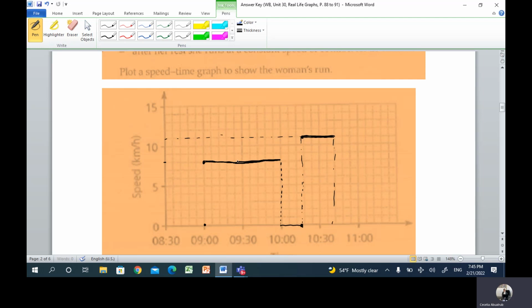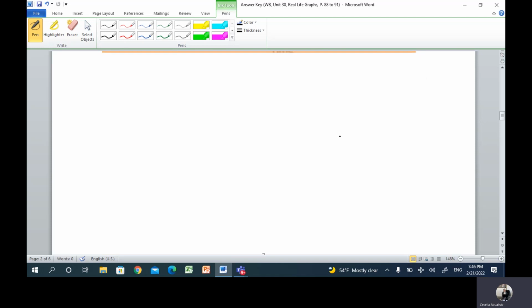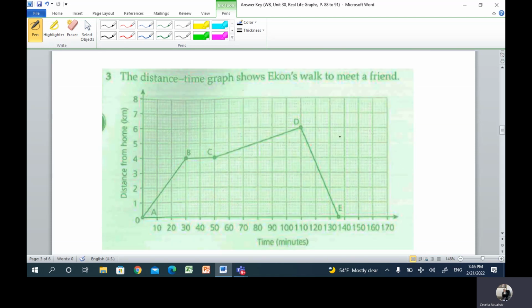So this is the graph and the description for it. She starts at 9. She runs at a constant speed of 8 kilometers per hour for 1 hour, and then she rests here for 15 minutes, and then she runs at a speed of 11 kilometers per hour for another 20 minutes. So that's how we draw the graph. Let's go to the third one.